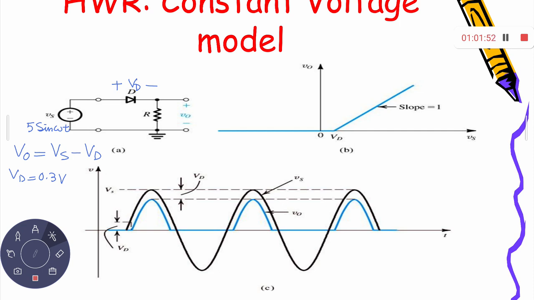Now if you would like to find out the transfer characteristics of the circuit, that means input versus output, the transfer characteristics is not drawn with respect to time, rather input versus output. Then how does it look? Mathematically I can write, V out of t is equal to V in of t minus Vd, for 0 less than t less than T by 2.